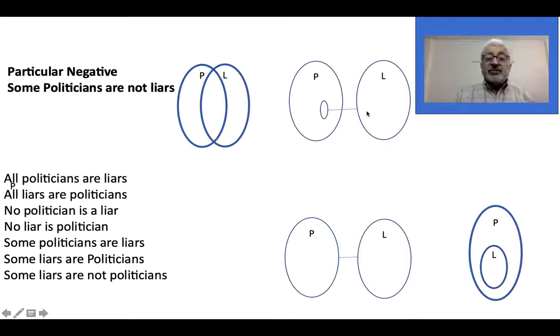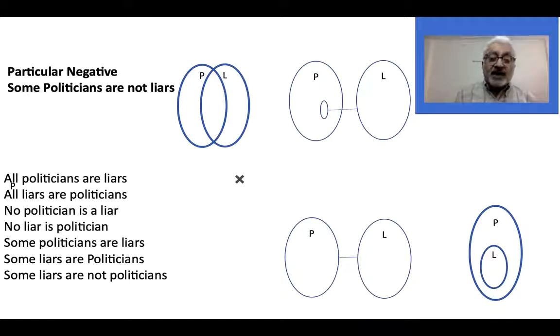So in this case, when I say all politicians are liars, it is not true here. It is not true here. It is not true here, and it is also not true here. Therefore, all politicians are liars cannot be possible because some politicians are not liars. Therefore, all of them can never be liars. All right. Now, let's look at the second one.